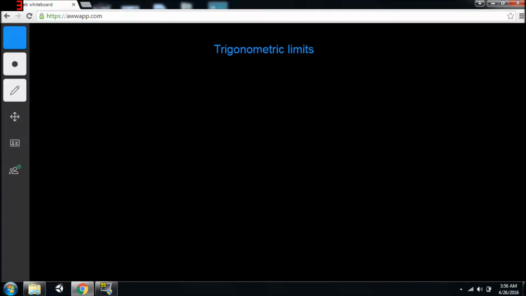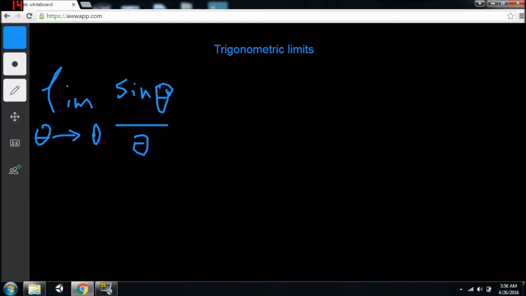Right, and now that we're finally done with our revision, we can actually begin our trigonometric limits. The very first limit we will look at is a very famous one: the limit as theta approaches 0 of sine theta over theta. Well, this looks very weird.